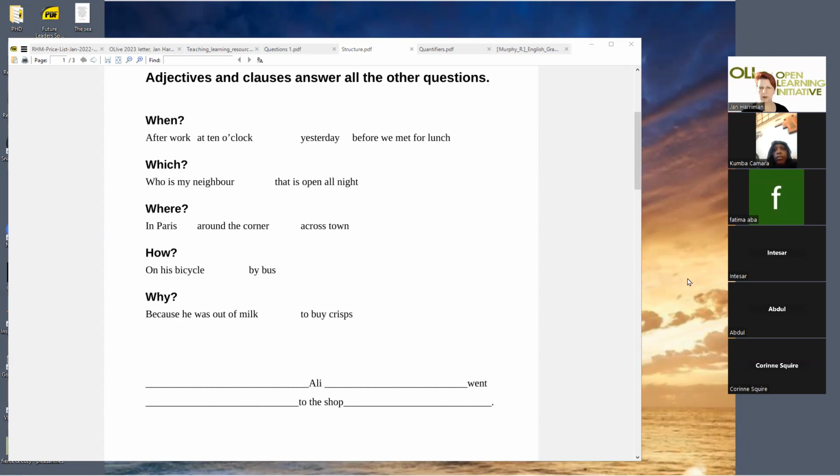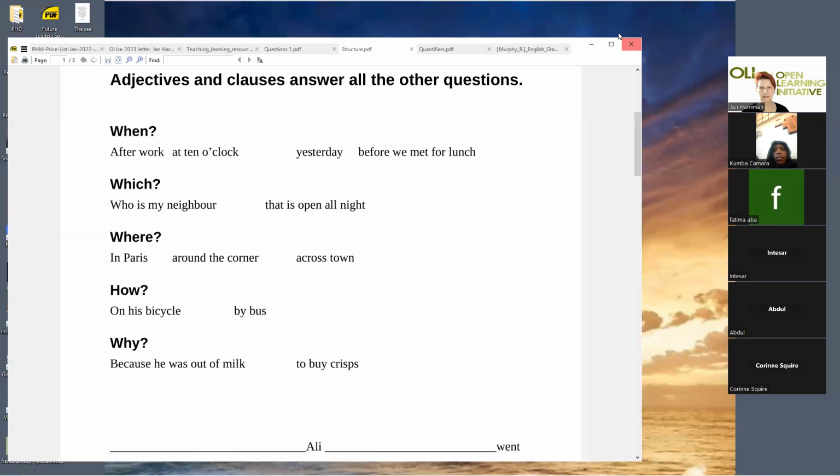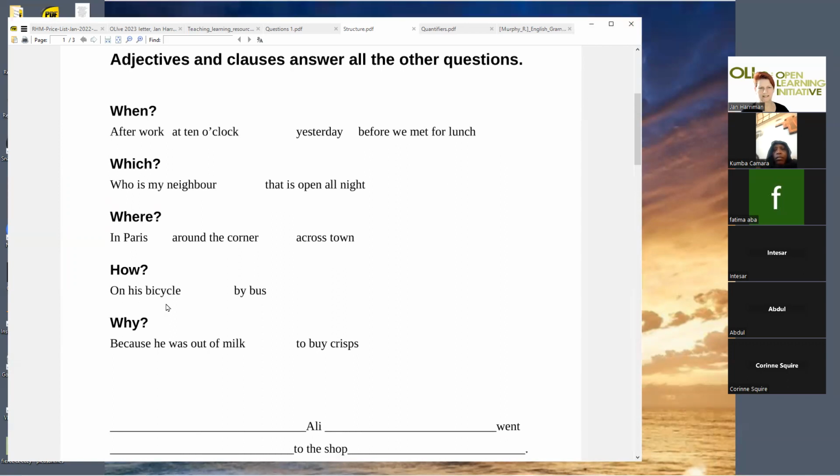So we've got all of these to choose from. Hopefully you can see them. I can try and make it bigger. There we go. So Ali went to the shop. If we put because he was out of milk at the beginning, what do we need after because he was out of milk? Our punctuation, right? Okay. I'll give you 2 minutes to write a sentence. You can write it in the chat or you can write it on a piece of paper.